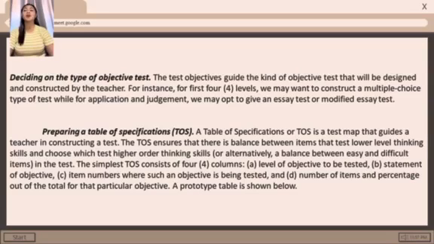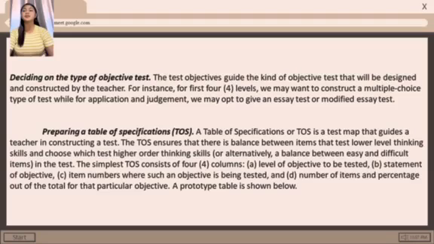Deciding on the type of objective test. The test objectives guide the kind of objective test that will be designed and constructed by the teacher. For instance, for the first 4 levels, we may want to construct a multiple choice type of test, while for application and judgment, we may opt to give an essay test or modified essay test.